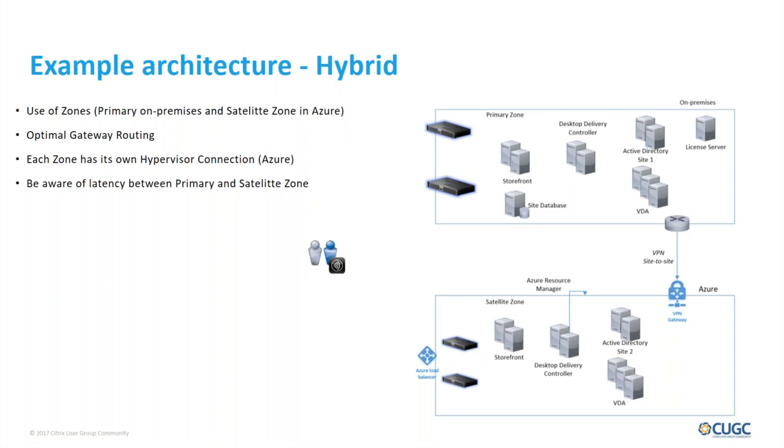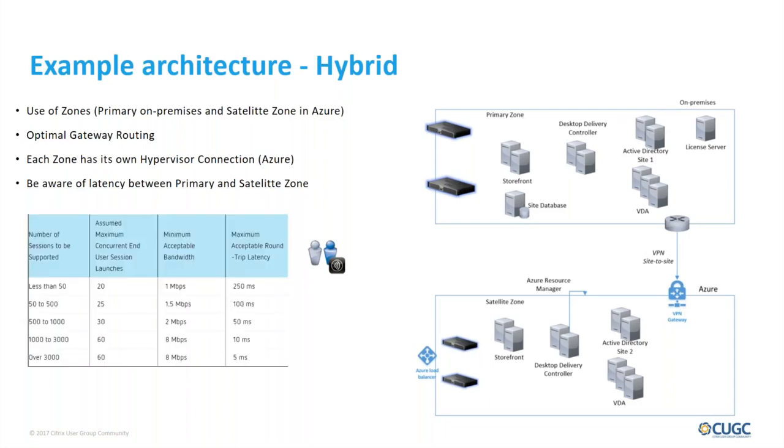But in Azure, when you want to provide NetScaler highly available, you need to have Azure Load Balancer in front. And then we can use, for instance, optimal gateway routing to point the users to the right location where they want to run their application. But you need to be aware of the maximum threshold in terms of latency between your satellite zone and your on-prem database in order to support X amount of users that you might have, and in terms of what type of bandwidth you might have between the different sites.